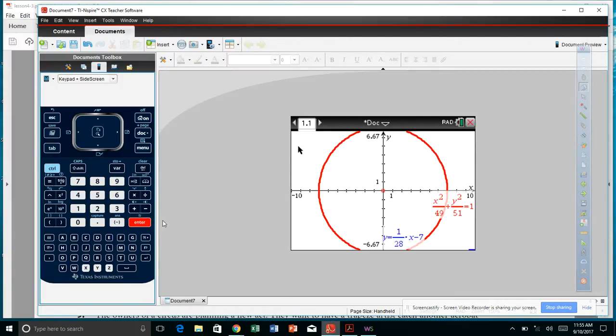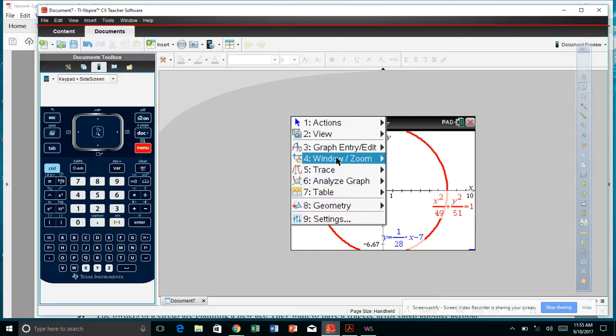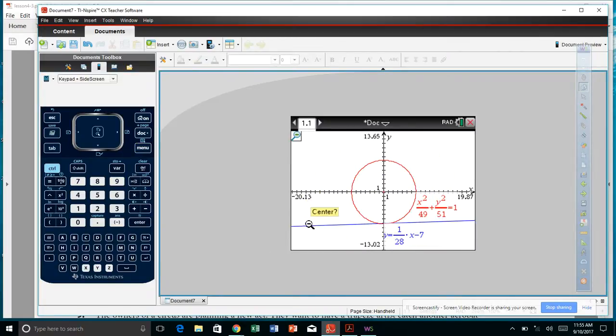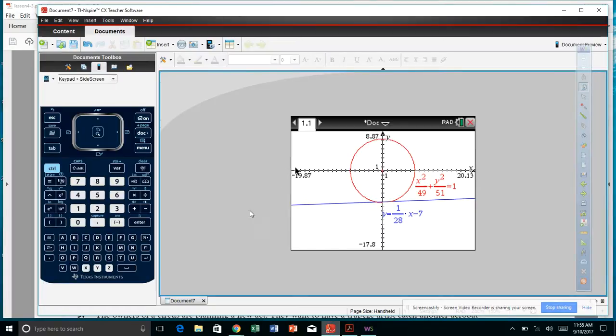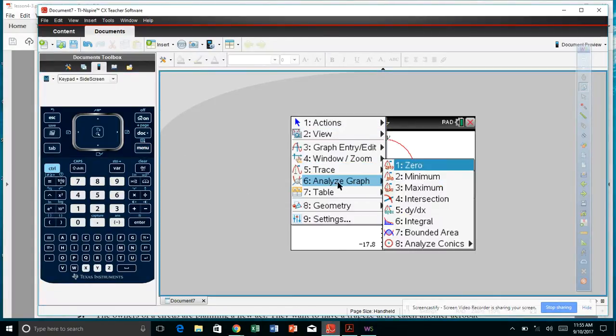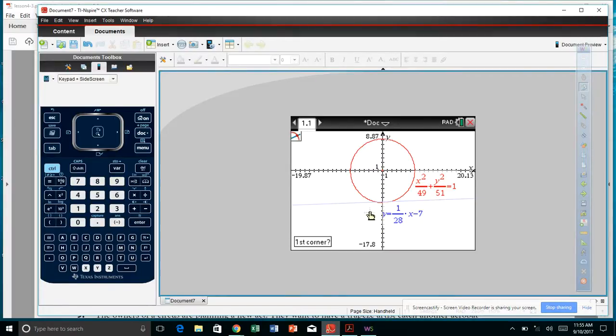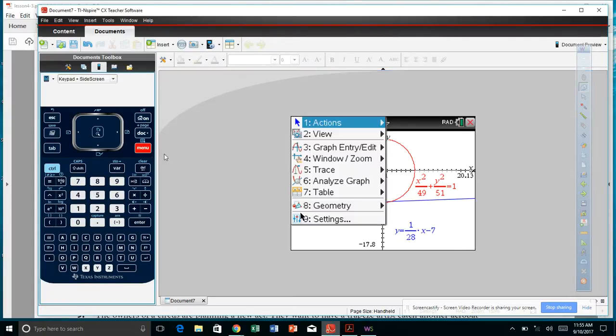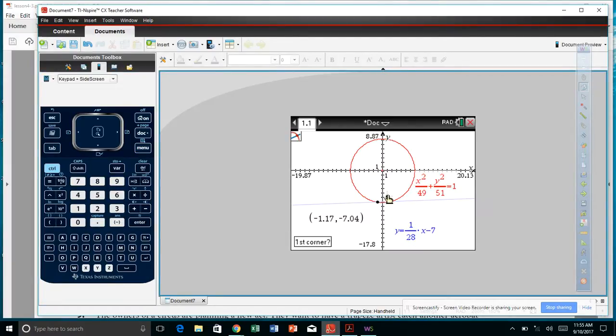X squared plus y squared. All right. Well, where's the other one at? Let's see. Menu 4. Aha. So it just kind of touches down there on the bottom, doesn't it? Let's see here. Menu 6, 4. And we'll grab a spot here and a spot there. Aha, we got that one there. Let's see if we got another. Menu 6, 4. And we do. Okay. So what are our solutions? -1.17, -7.04, and 1.65, and -6.94.